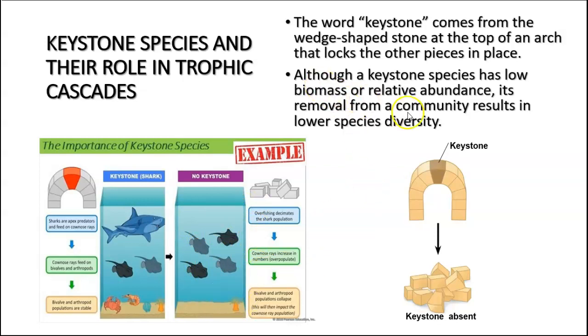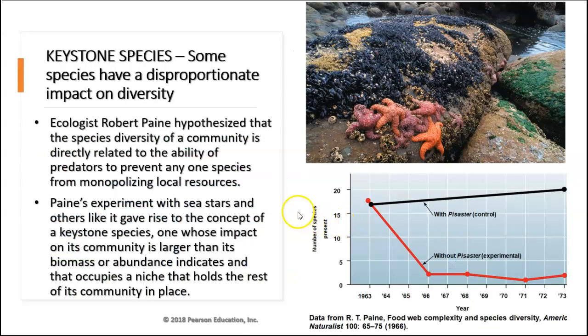So the keystone comes from this wedge-shaped stone that masons would put at the top of an arch to give stability to the arch. When the keystone is not there, then the whole arch collapses, and that's the idea behind the keystone species. There are some species, absolutely, that have a disproportionate impact on the diversity of an ecosystem.